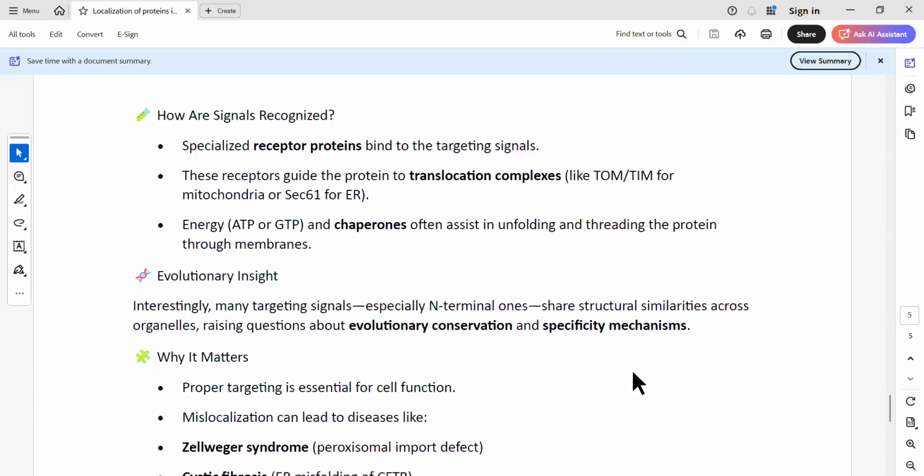One very important thing is that many targeting signals, especially the N-terminal ones, share structural similarity across organelles. Different organelles like mitochondria, nucleus, chloroplast, even ER, all the N-terminal sequences have some kind of structural similarity. Some may have a hydrophobic helix, some may have an amphipathic helix, but there is a structural similarity. This is indicating towards the evolutionary conservation between different mechanisms of transport to different organelles.